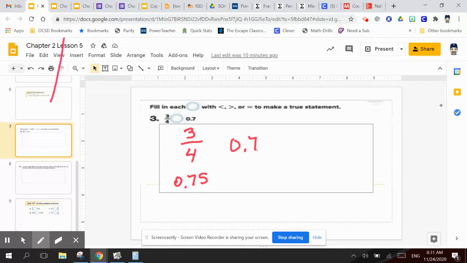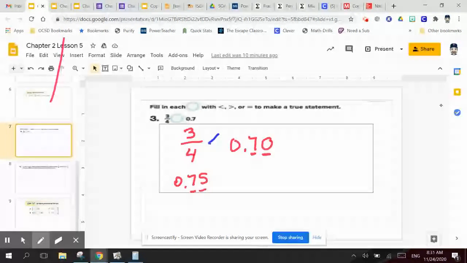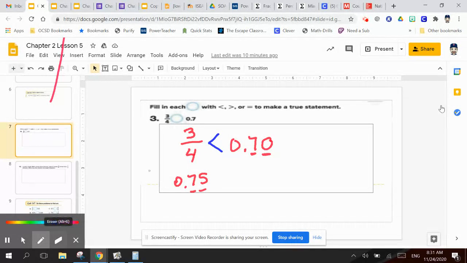Here I have 0.7. There's only one number here, so I can add a 0 to make it have two numbers like those. And now I can compare 75 and 70. Well, I know 70 is smaller than 75. So 3/4. Sorry, wrong way. I know 3/4 is greater than 7/10.